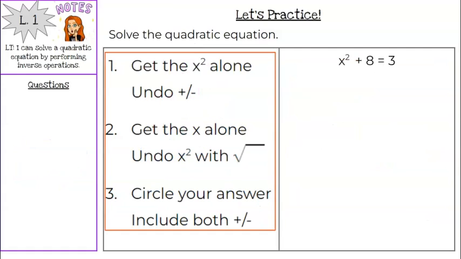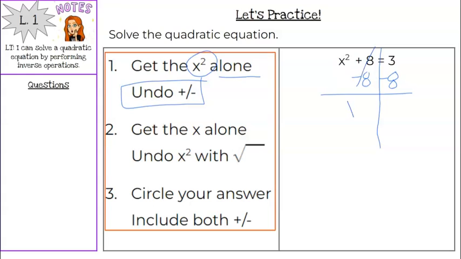One more example here. We have x squared plus 8 equals 3. Again, we want to get x squared alone, undo the addition and subtraction. So I'm going to undo plus 8 with minus 8. And I'm going to get x squared equals 3, take away 8 is negative 5. So I have x squared equals negative 5.